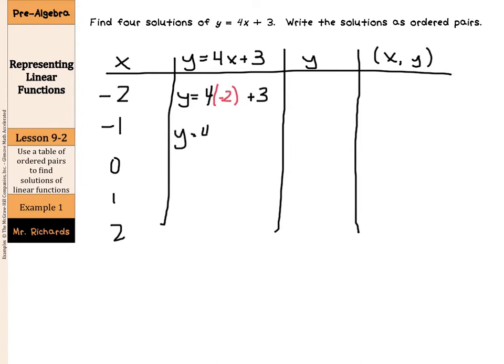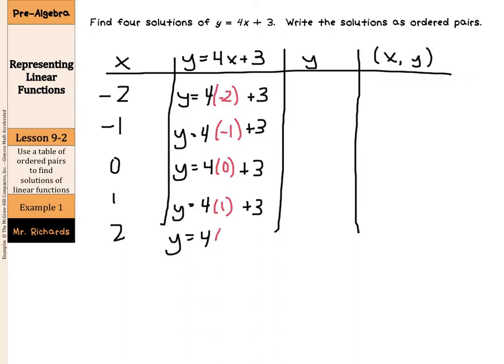Y equals 4 times -1 plus 3. Then y equals 4 times 0 plus 3. Y equals 4 times 1 plus 3, and you can see where we're substituting in the x values into the function. And lastly, y equals 4 times 2 plus 3. Now for our next column, we get to evaluate the function.